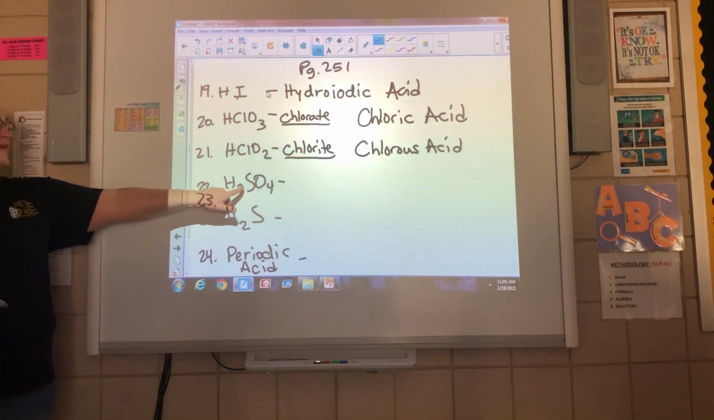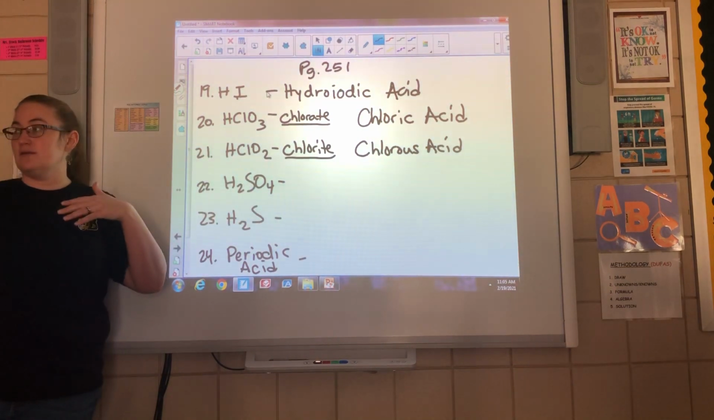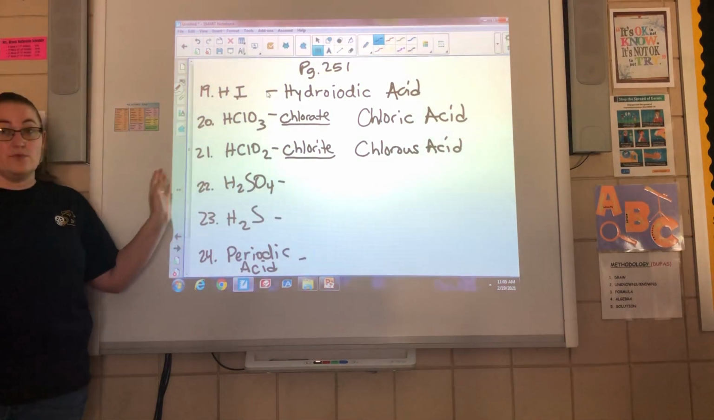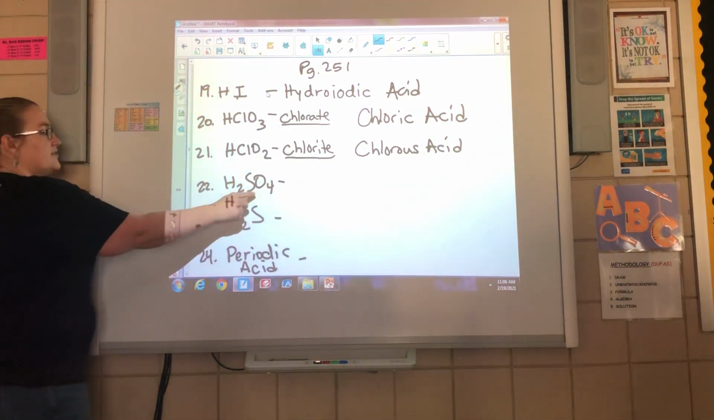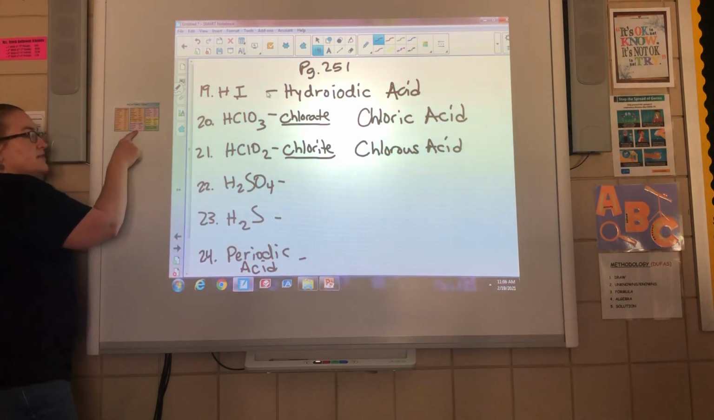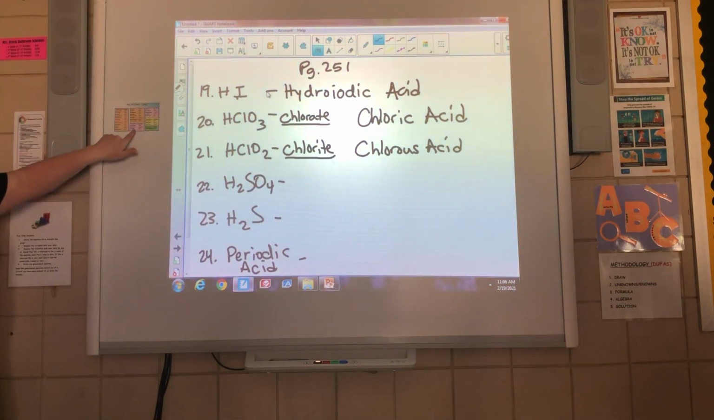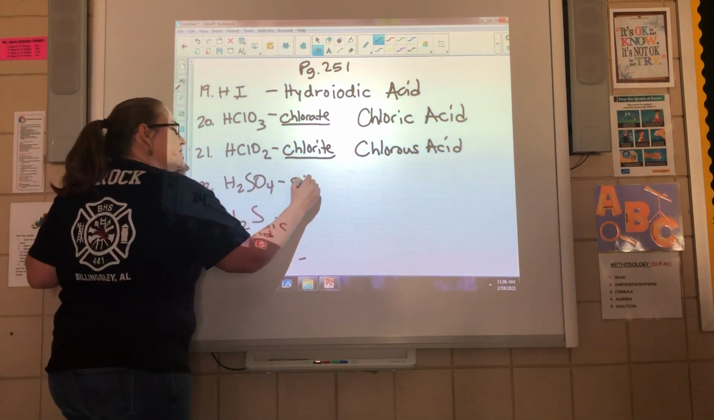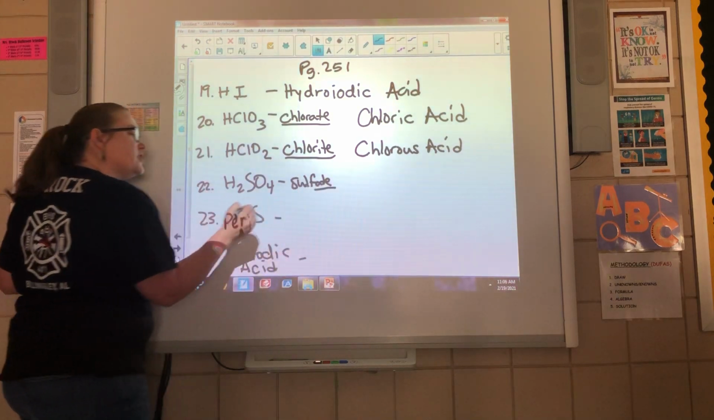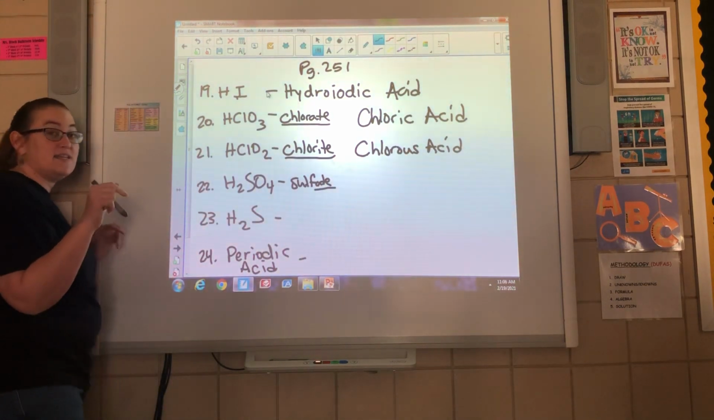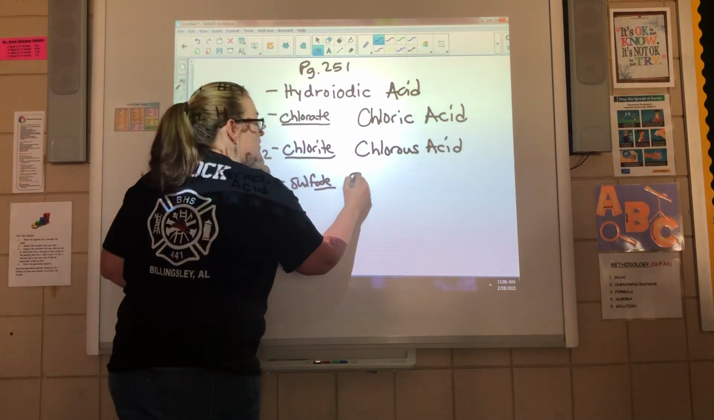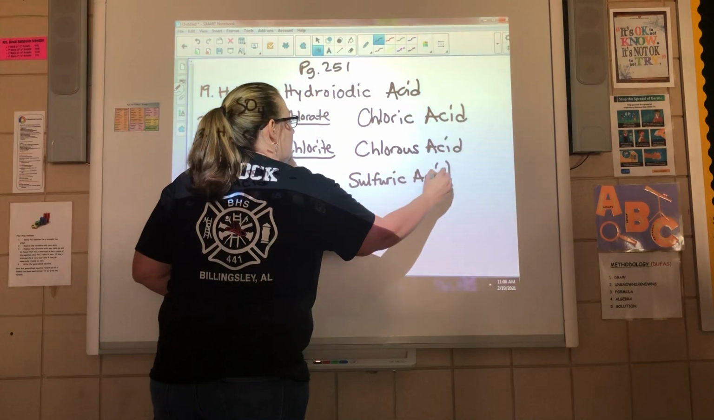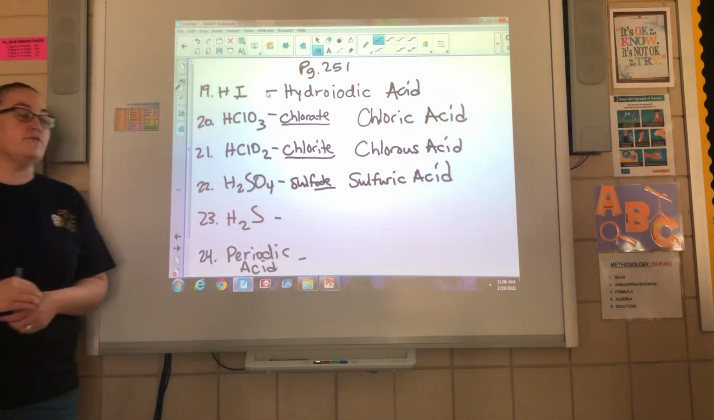All right, with H2SO4, binary or an oxy acid? Oxy. One, I see oxygen. Two, it's more than one element. So if I look for SO4 on my chart, it is sulfate. And since it is sulfate, I'm going to change my ending. So what am I going to change my ending to? IC. And so the way it changes, I'm going to name this one sulfuric acid.